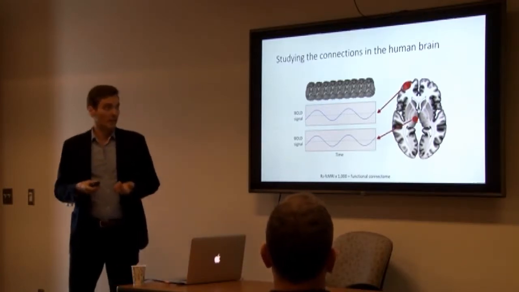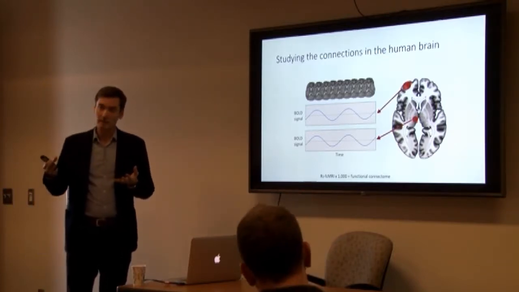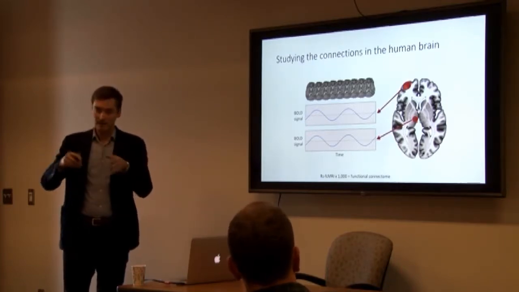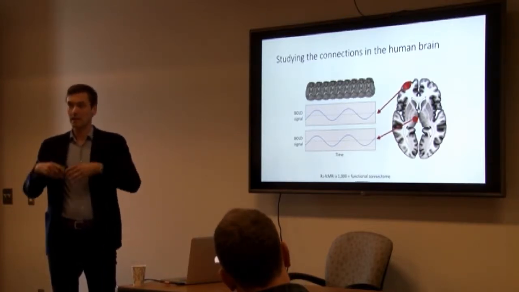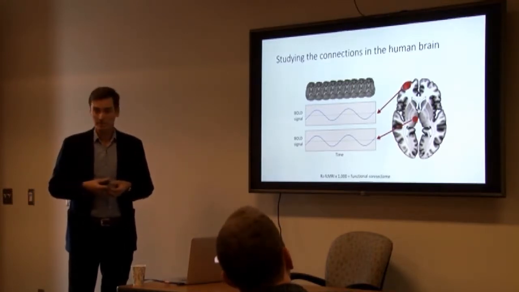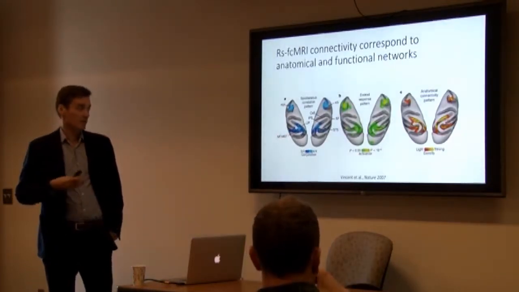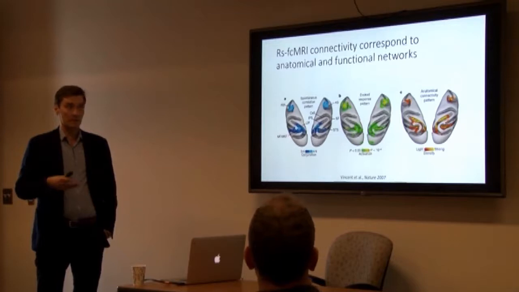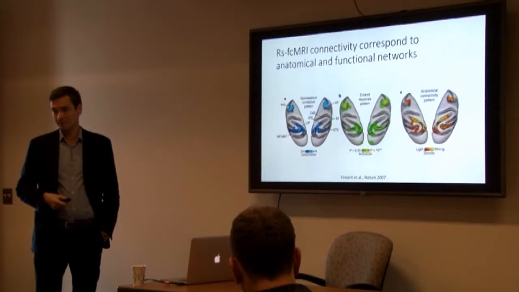We can then take activity from one region and correlate it with the rest of the brain to find out which regions fluctuate at the same pace. And if some regions' activity fluctuates at the same pace, there's likely to be some sort of functional connection between these regions. This technique has been validated in animal experiments, showing that resting state functional connectivity MRI, evoked response patterns, and anatomical connectivity give pretty much the same results.